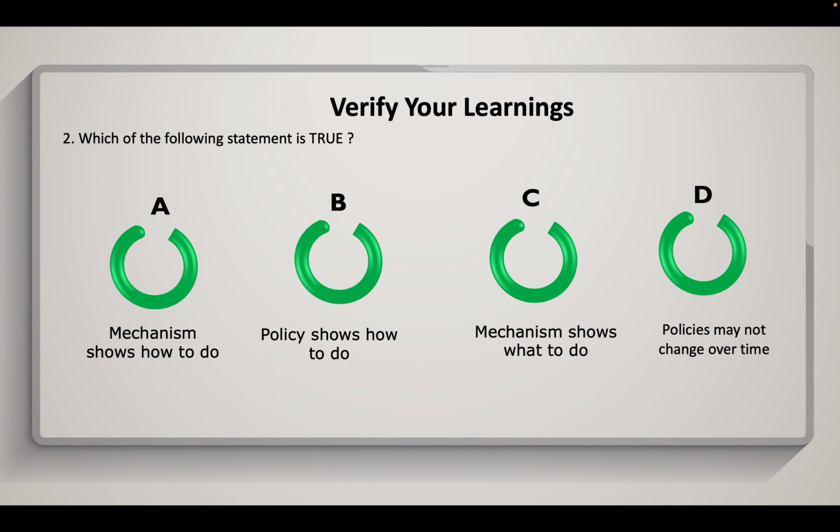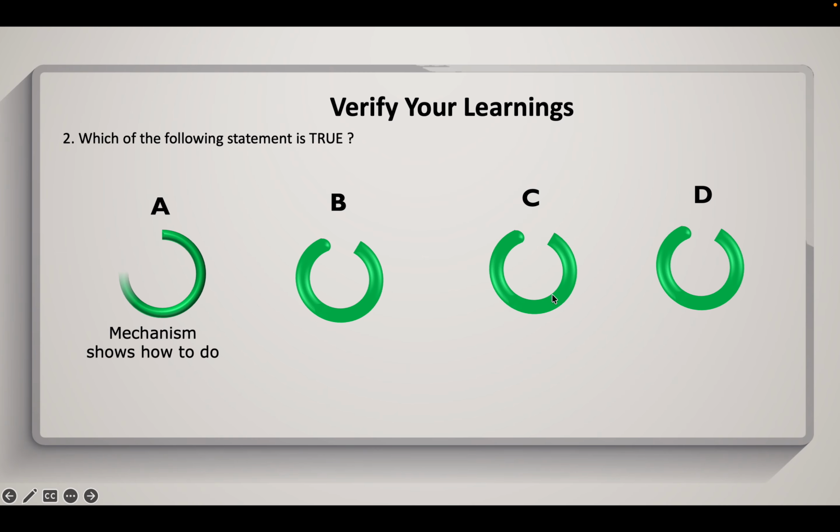Which of the following statements is true? Mechanism shows how to do. Policy shows how to do. Mechanism shows what to do. Policy may not change over time. Mechanism shows how to do. Policy shows what to do. So that statement is not there, so B and C are not correct. So the answer is definitely A. Mechanism shows how to do.